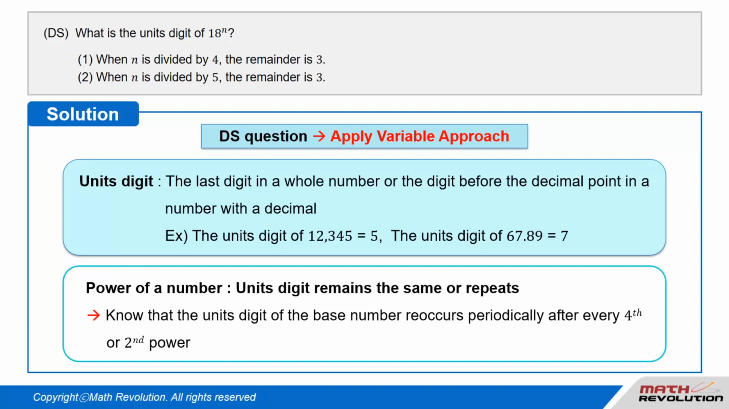Now, when we take the power of a number, the units digit will remain the same or will repeat after every second or fourth power. Thus, we can directly find the units digit of a power of any number when we know that the units digit of the base number recurs periodically after every fourth power or second power.